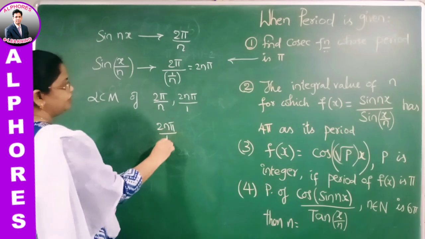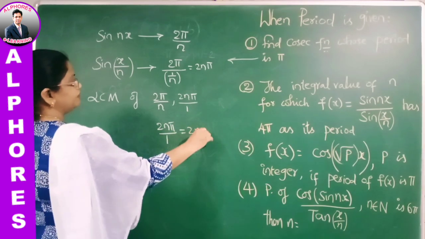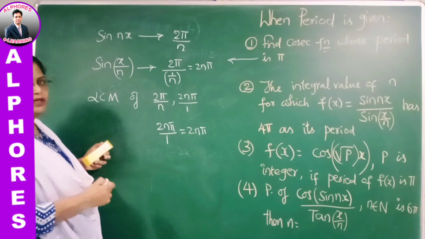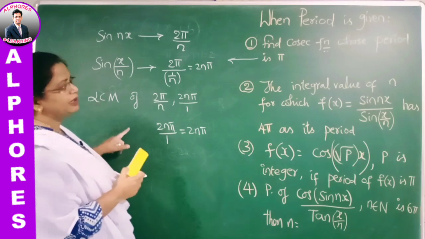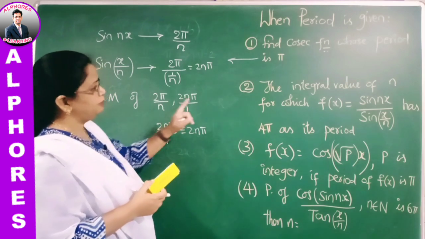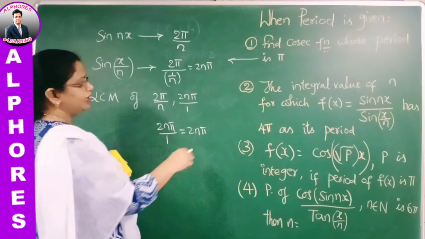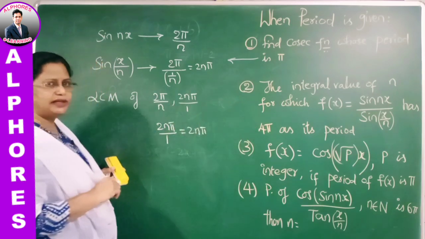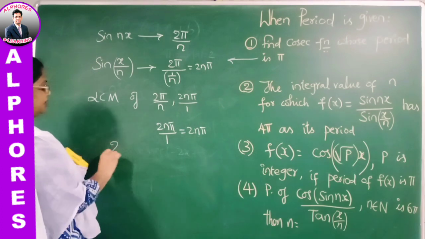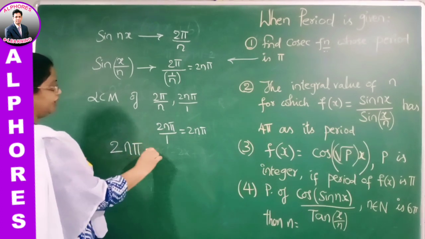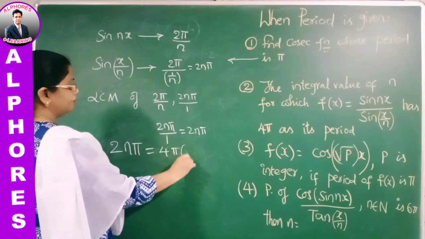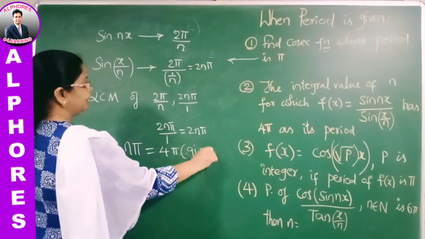That is what here? 1. Therefore students, what is the value here you got? 2n pi. So according to the formula, we obtain the period of this function as how much? 2n pi. But they gave the value already, how much here? 4 pi. That means this 2n pi is given as 4 pi. This is given in our problem, right?